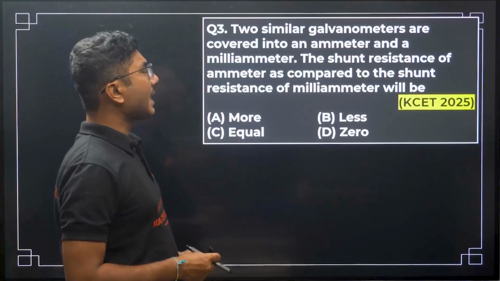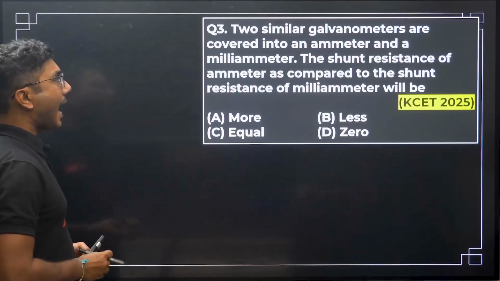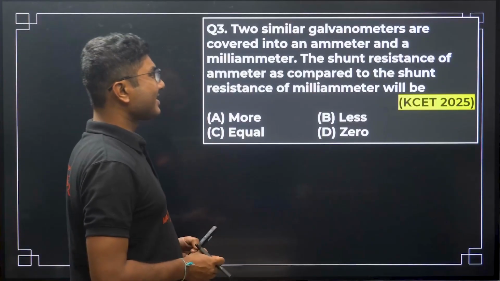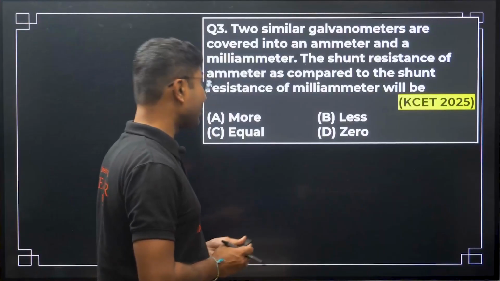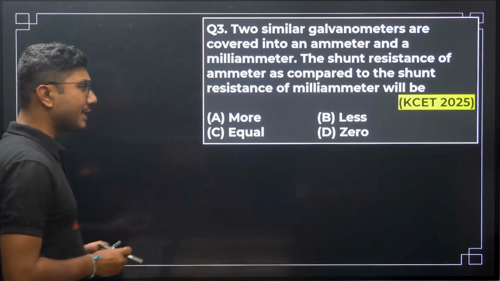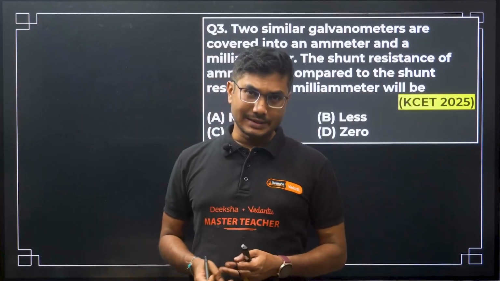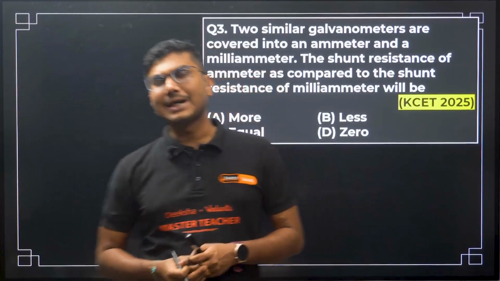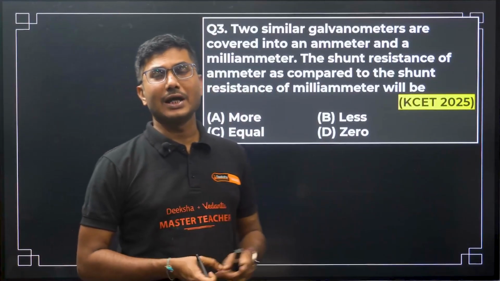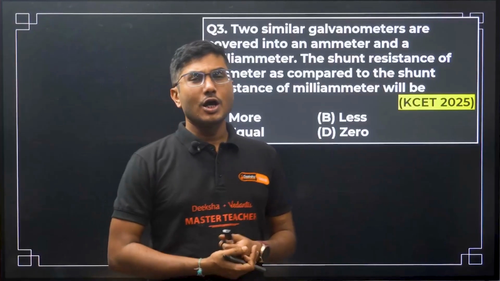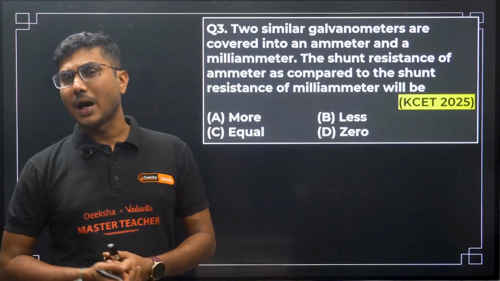Two similar galvanometers are converted into an ammeter and a milliammeter. The shunt resistance of the ammeter as compared to the shunt resistance of the milliammeter will be. So now let us understand. Galvanometer current will remain the same. Galvanometer current is basically constant. The only thing that you are doing is that you are allowing more current to pass through the shunt, or less current you are allowing to pass through the shunt.